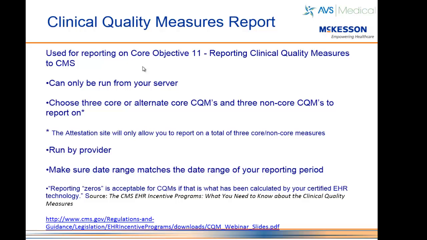And when you run this report, you will choose 3 core or alternate core CQMs and 3 non-core CQMs. And I've put an asterisk on this to call that out, because when you go to do the attestation, it will only allow you to submit data for 3 core/alternate core, and then you have to submit data on 3 non-core. So the point I'm trying to make is you can't do 4 and 2 or 1 and 5. It's got to be 3 of each.